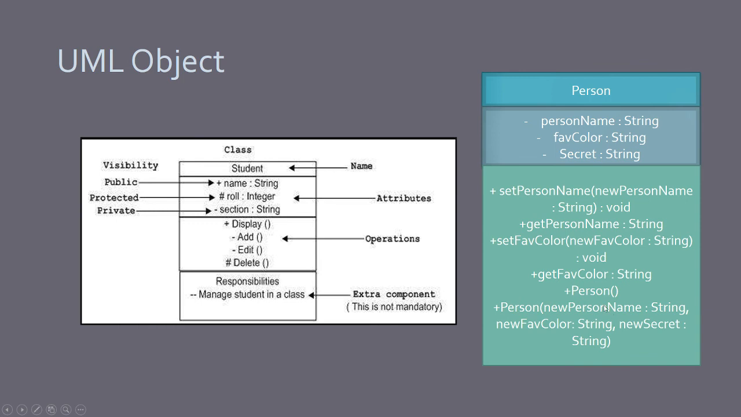And then down at the bottom we have our constructors, both listed. So our Person constructor with no parameters, and then our Person constructor with all of the different parameters. So the UML diagram is kind of just a list in a standardized format of all of the information that has to do with this class, and you'll see that information in our textbook.